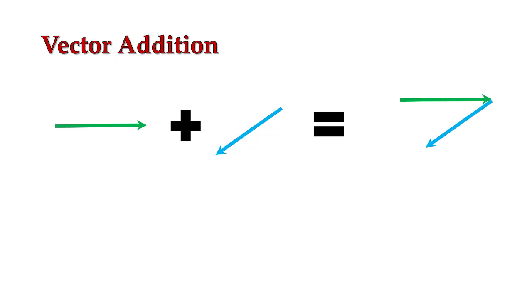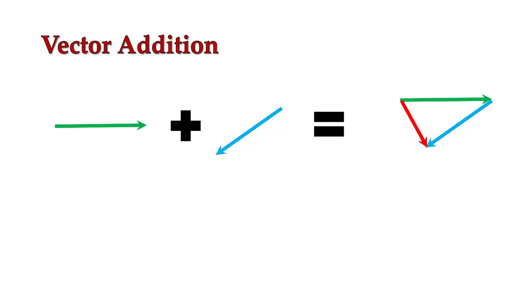Now let's look at how we would add vectors together. If we have a vector and we want to add a second vector to that, what we're going to do is take the tail of the second vector and put it against the tip of the first. Then we are going to draw a third vector, which is going to go from the tail of the first vector to the tip of the second. That vector, in this case the red one, represents the addition of those two vectors together.